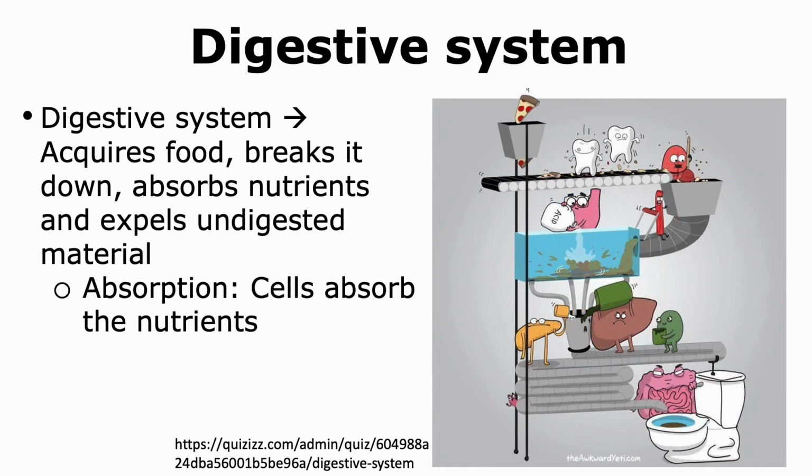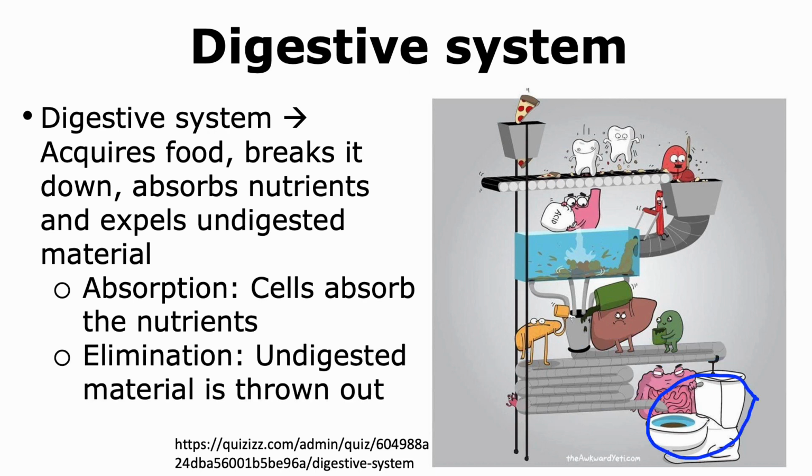Once the food is broken down into smaller molecules, the cells have to absorb these smaller molecules through absorption. Finally, not all food can be digested and absorbed. So whatever is undigested has to be thrown out through the process of elimination.